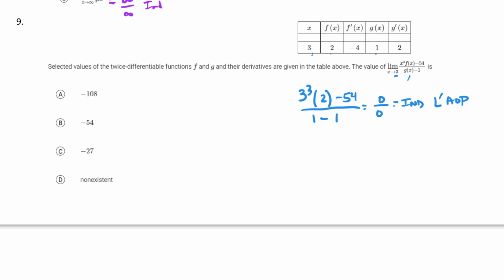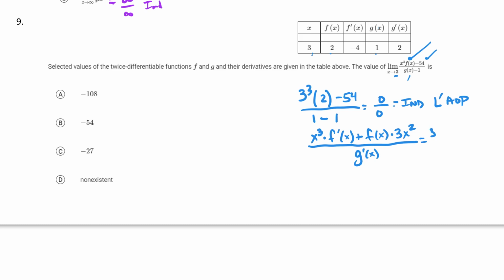So let's take L'Hopital's rule, and we'll take the derivative of the top and the derivative of the bottom. Ooh, this is a good question, because be careful, you're going to need a product rule right there. So taking the derivative of the top will give me first times the derivative of the second, which would be f prime of x, plus the second, which is f of x, times the derivative of the first, which is 3x squared, minus the derivative of 54, a constant, which will be 0. Then taking the derivative of the bottom, I'll just end up with g prime of x, minus the derivative of negative 1, which is 0 as well. So now let's plug in values again.